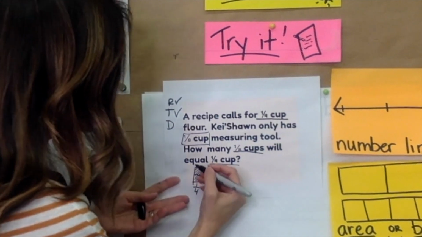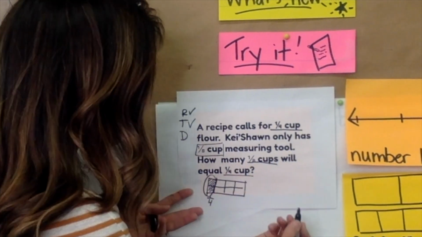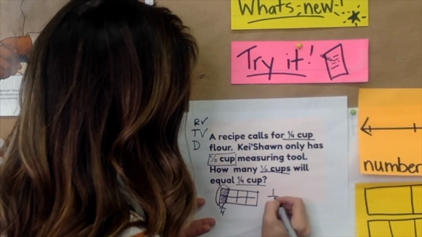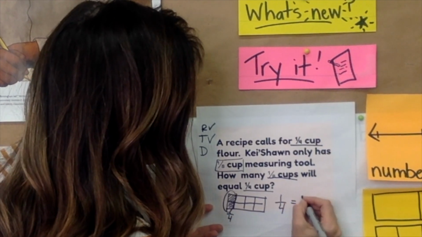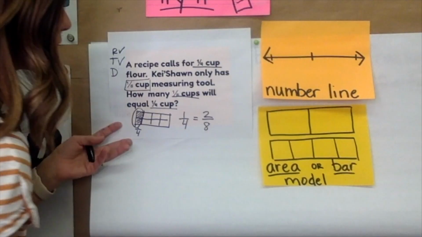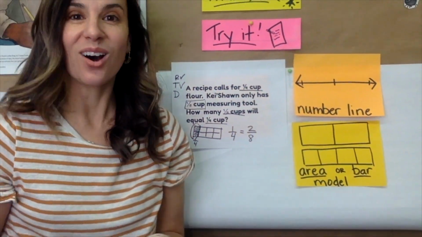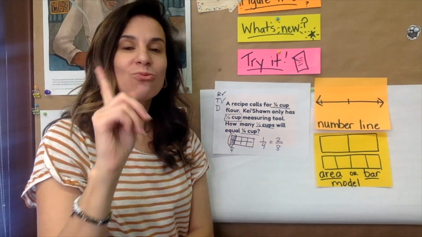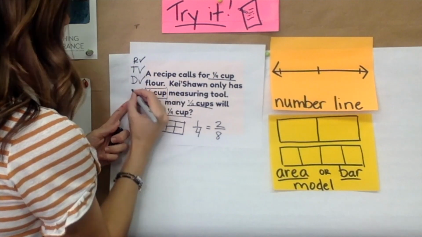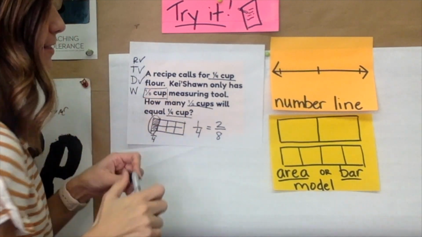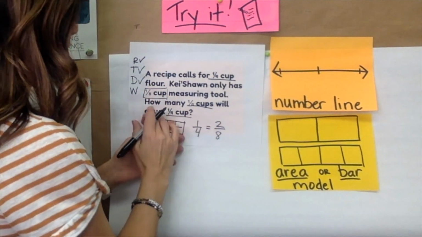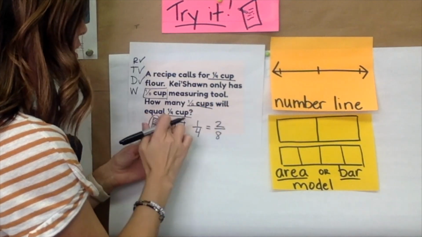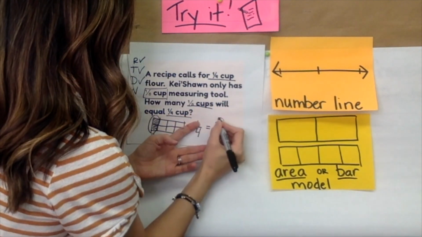Now I can see that I will need 2/8 to equal 1/4. We figured that out. Way to go. But you know what? We forgot one step. We drew a model. Let's write a sentence to answer this question. How many 1/8 cups will equal 1/4 cup?